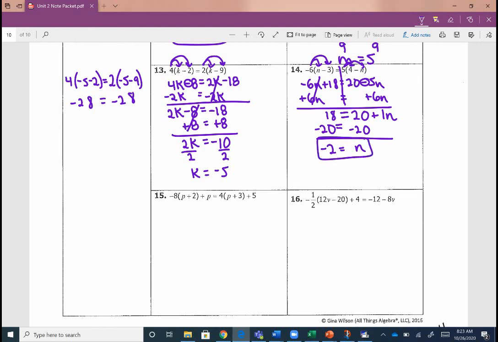So the only really new piece, and this is our last type. It's our last 2 questions of our packet. We just had to distribute first. And then we roll from there.